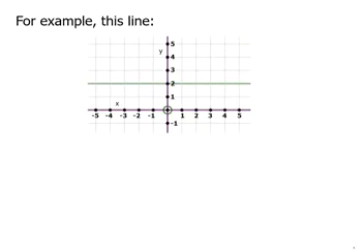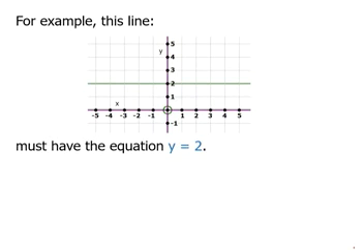For example, this line here intersects the y-axis at +2, and in fact, all of its y-coordinates are +2, so the equation must be y equals 2.